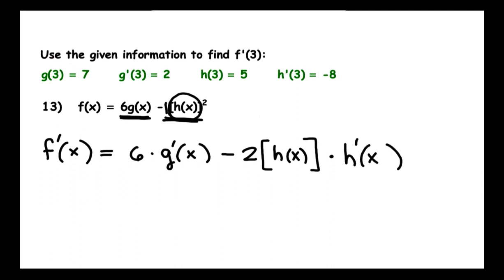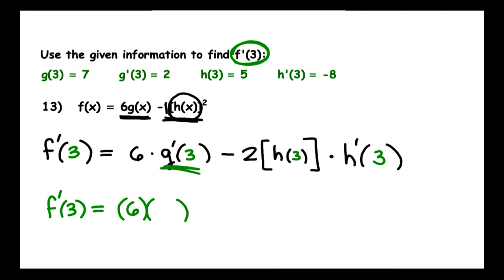It's getting easier. All right, again, we don't want f prime of x. We want f prime of 3. So, okay, we'll turn all the x's into 3's once again. All right, here we go. F prime of 3 will be 6 times g prime of 3, which is that 2 right there, minus, we have a 2, an h of 3, and an h prime of 3.